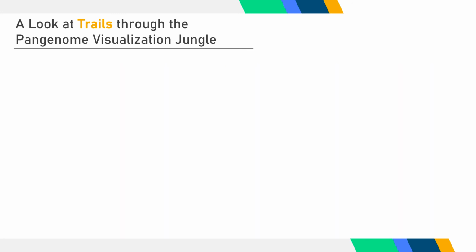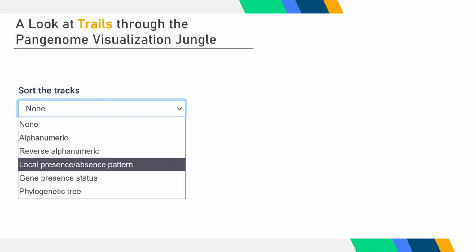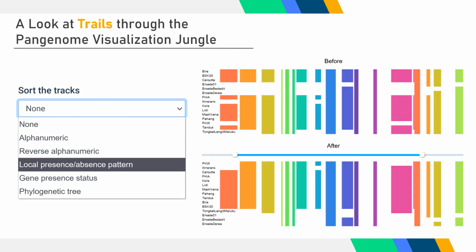Last but not least are the recently added sorting options. You can now choose to sort the presence-absence matrix depending on different criteria. I won't be detailing all of them here, but you are welcome to ask me any question at the poster session or outside of it. For example, you can choose the local presence-absence pattern option. This sorting option will calculate a local phylogeny depending on the motifs or patterns of presence-absence for each of the genomes and order the genomes accordingly within the matrix.